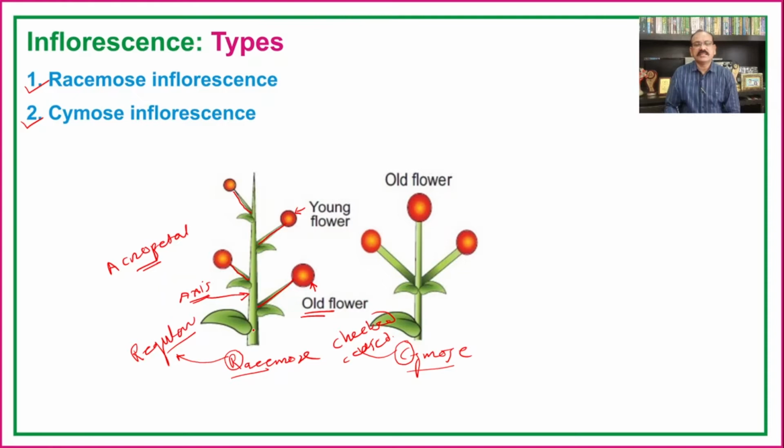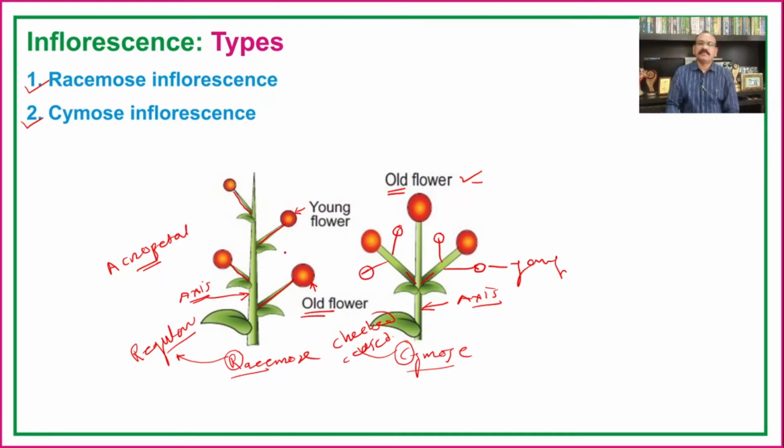But if we compare this diagram with the other one in which the central axis is terminated into a flower, because of this the older flower is present at the apex or the top, and the other flowers develop from the lateral buds. Automatically, the younger flower will be present at the base and the older flower will be present at the apex. Means here the cymose inflorescence is reverse to that of the racemose one.